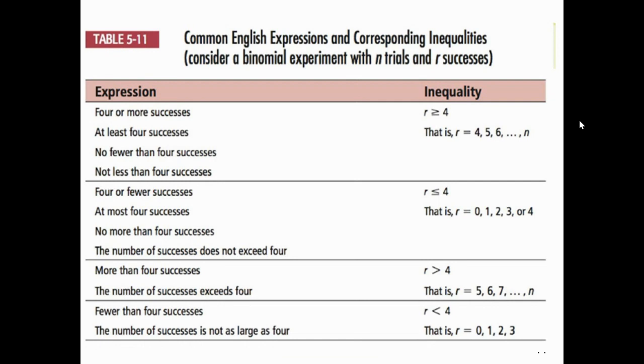This is the sheet I was telling you about. I would definitely have this by my side when it comes time for the exam, which will be a ways down the road. It takes the expression and changes it to an inequality, so you know what you're looking for. All right. 4 or more, at least 4, no fewer, not less than. 4 or fewer, at most, more than 4. That makes sense. So this is pretty handy. I don't say it's a cheat sheet, but it's a pretty handy resource.